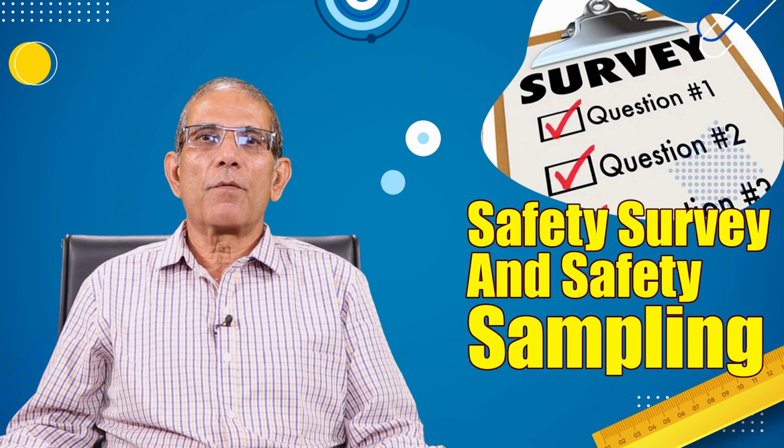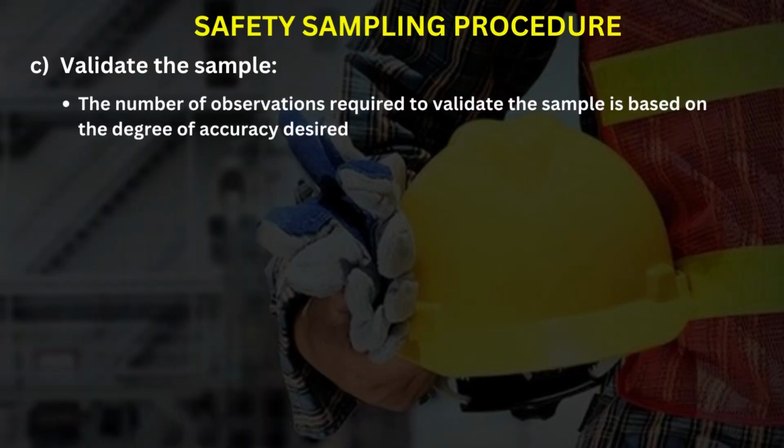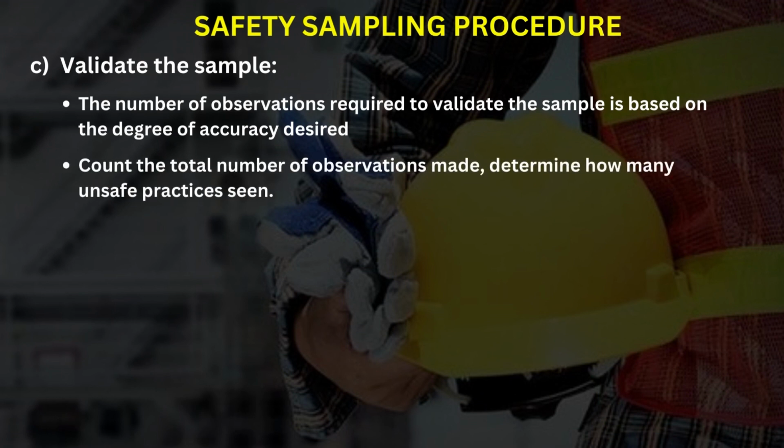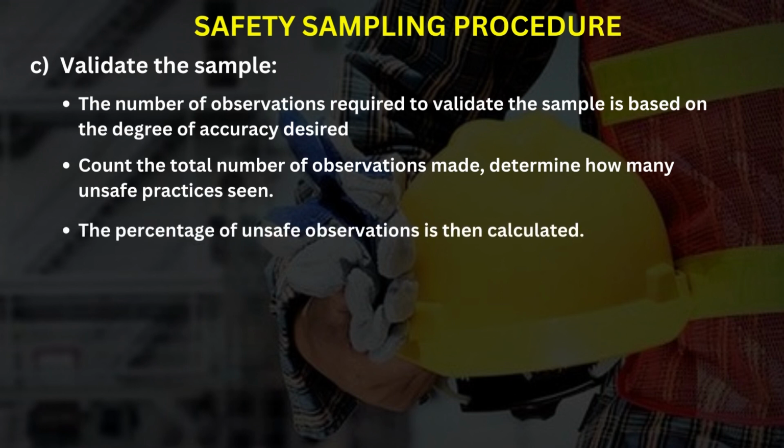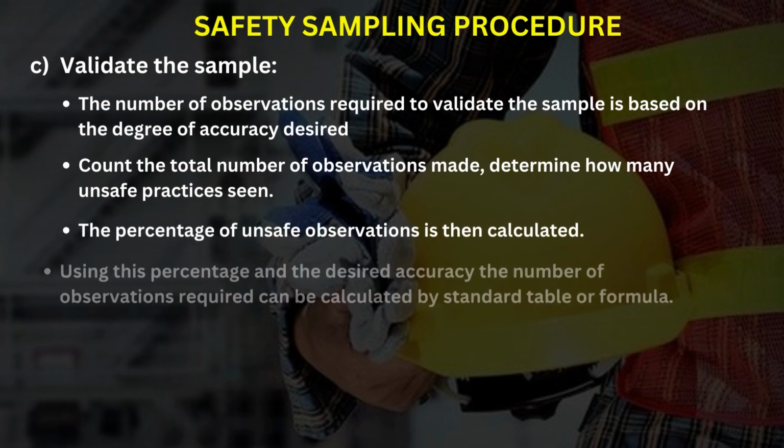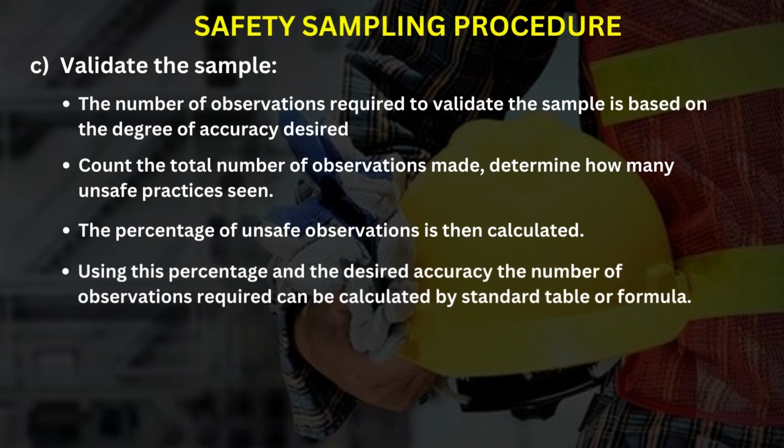The samples are to be validated. The number of observations required to validate the sample is based on the degree of accuracy desired. Count the total number of observations made. Determine how many unsafe practices are seen. The percentage of unsafe observations is then calculated. Using the percentage and the desired accuracy, the number of observations required can be calculated by a standard table or the formula.